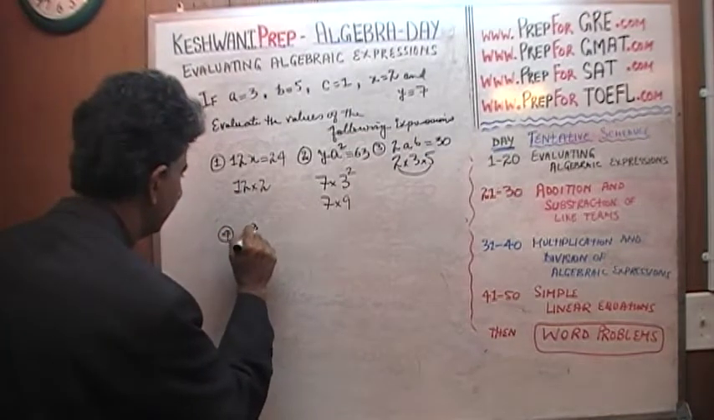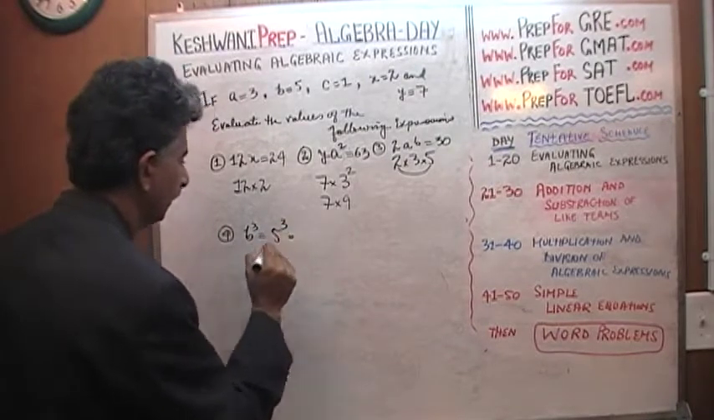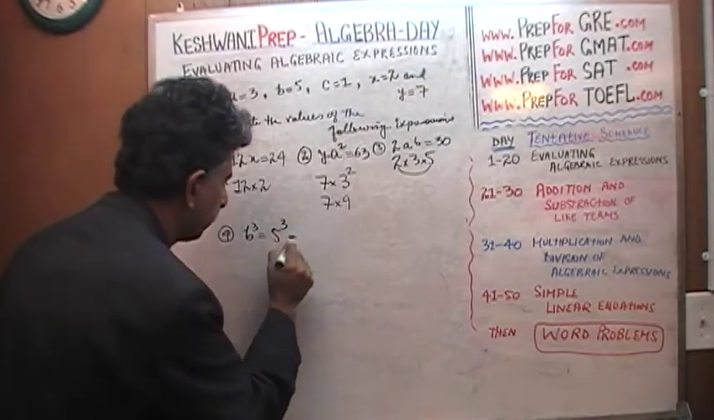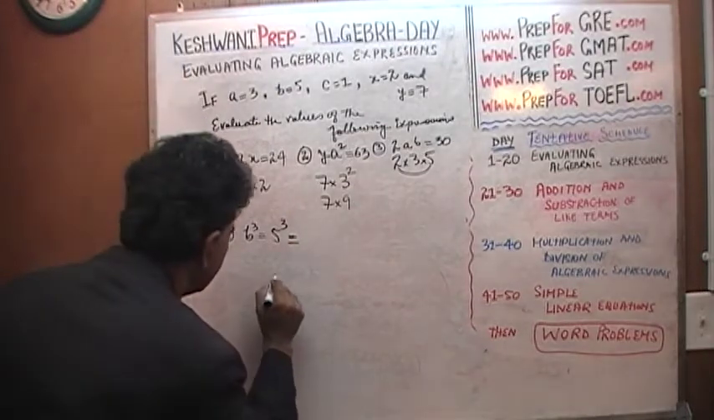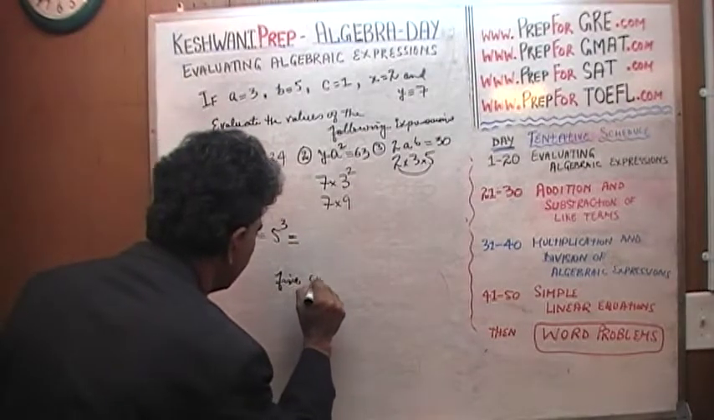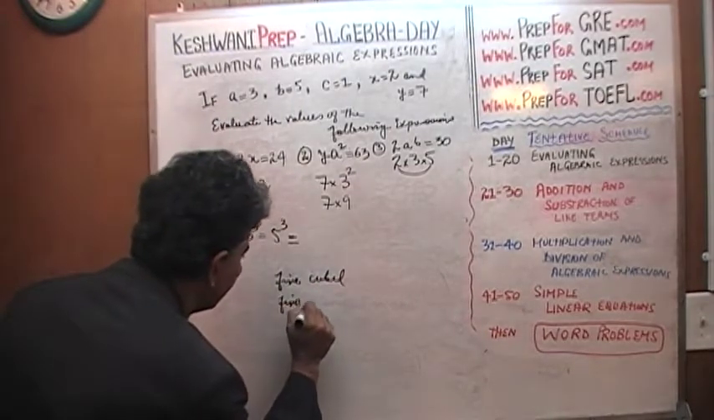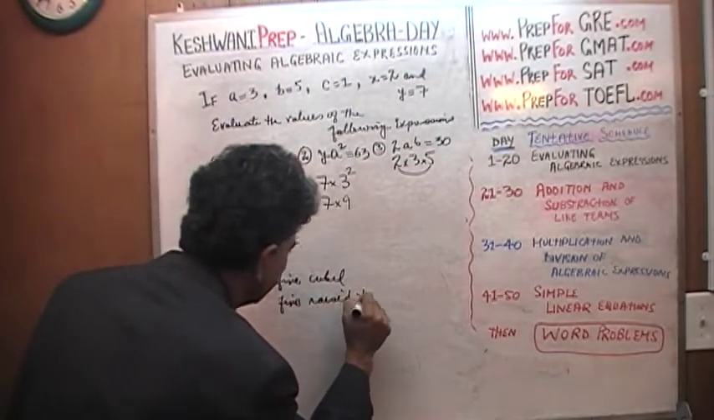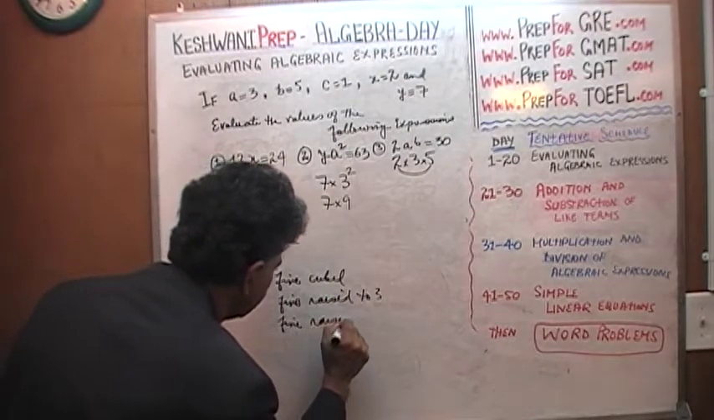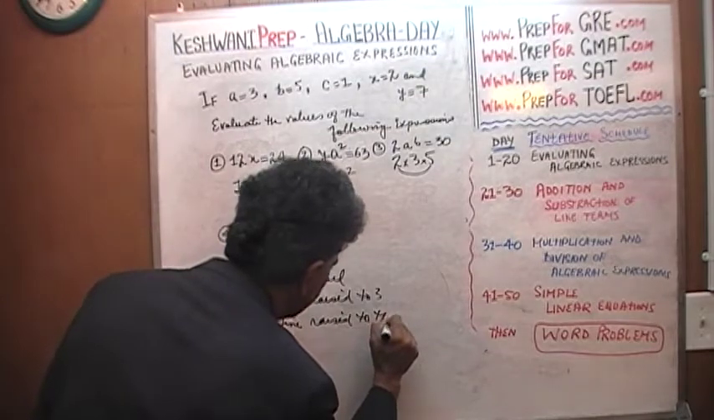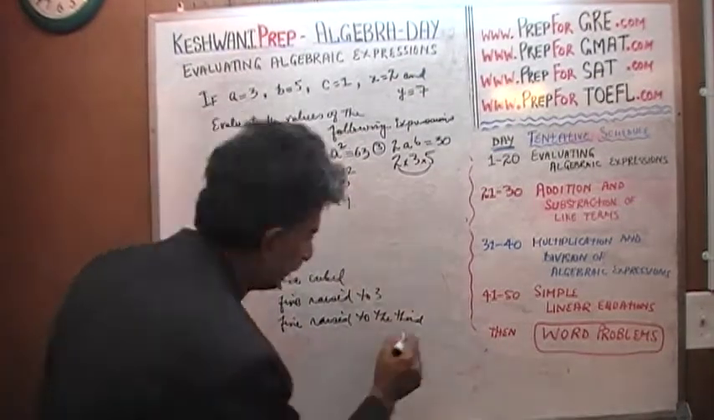Number 4 is simply b cubed, and b is 5. So it's 5 cubed. This is how it's read, 5 cubed, or you can read this as 5 raised to 3, or 5 raised to the third, or third power.